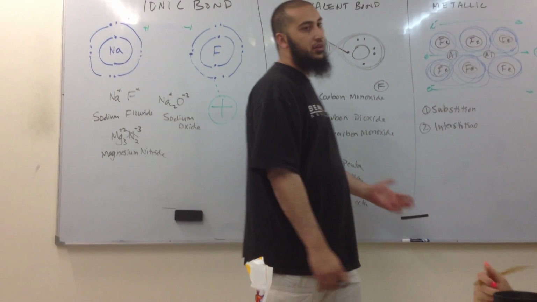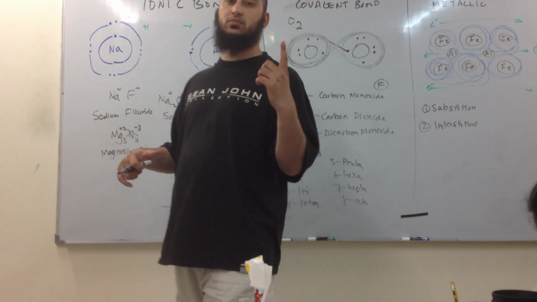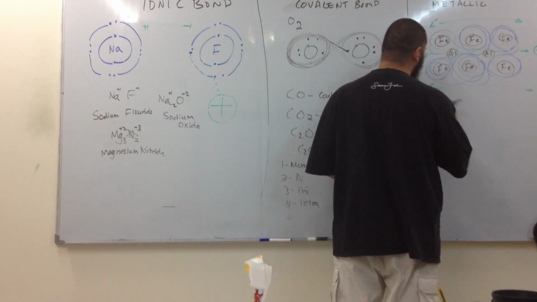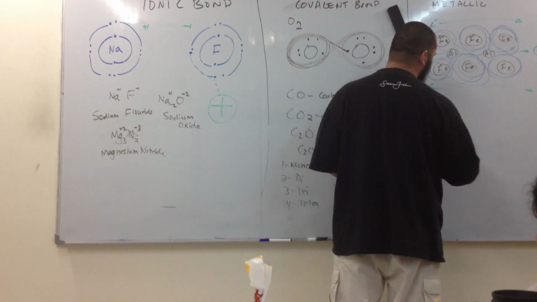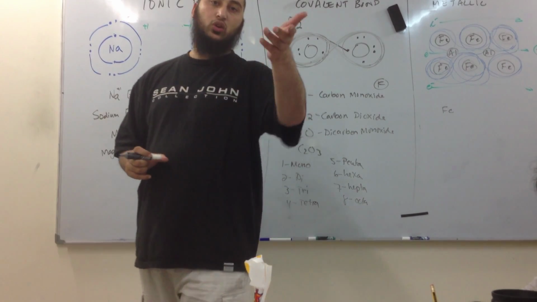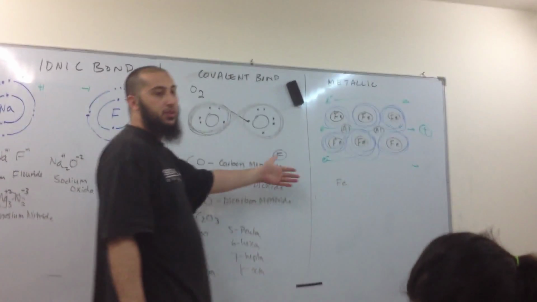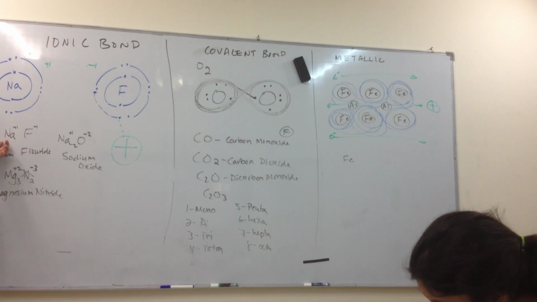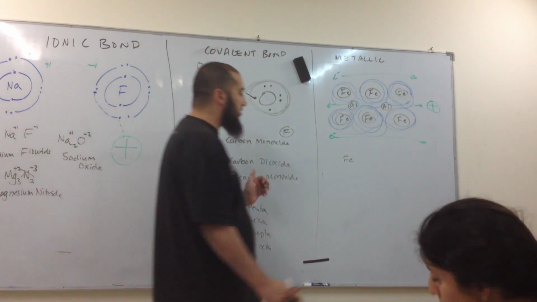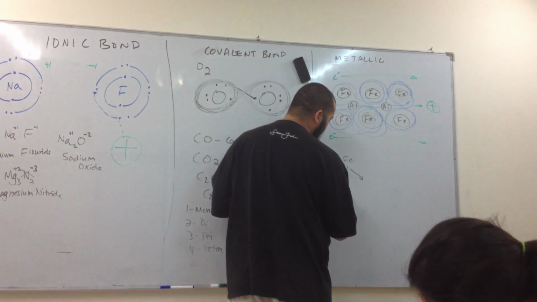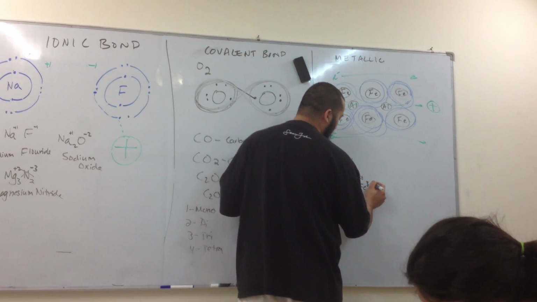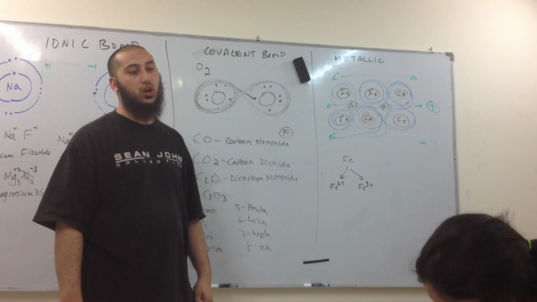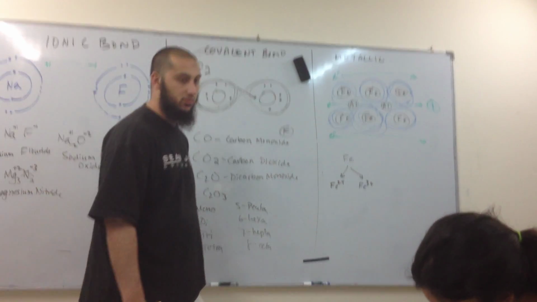Okay, now let's go with metallic. How do you name metallic? Metallic is pretty much the same thing as ionic, but with one small difference. Let's take a look at iron. What are the valence electrons of iron? Plus 2, plus 3. It's multiple. Can you look at this and tell me what the charge on it is? No. Sodium always has one charge, plus 1. So it's always pretty easy, right? But when we come to the transition metals, it can either be Fe2+ or Fe3+. So when we name it, we have to write down what the charge is in Roman numerals. Does that make sense?